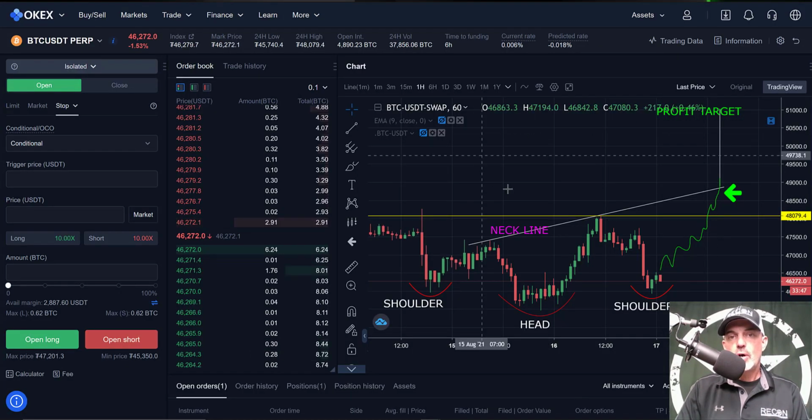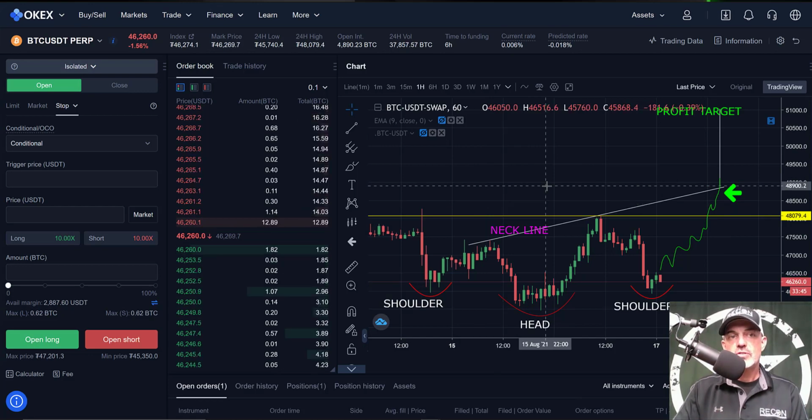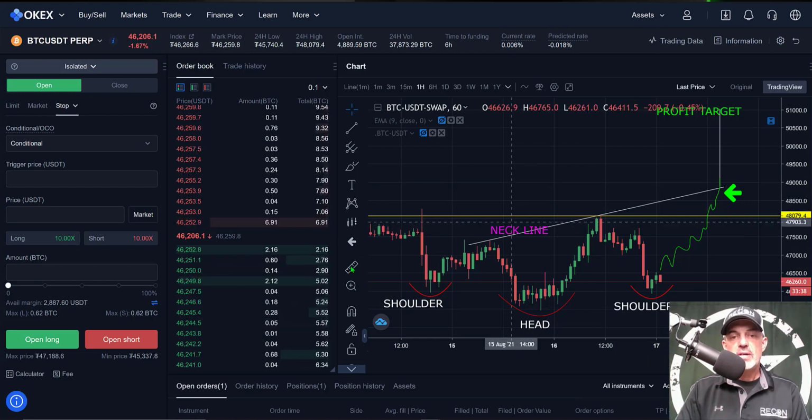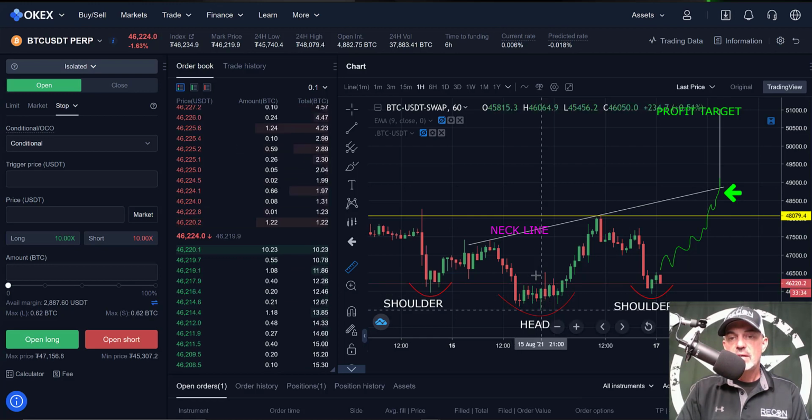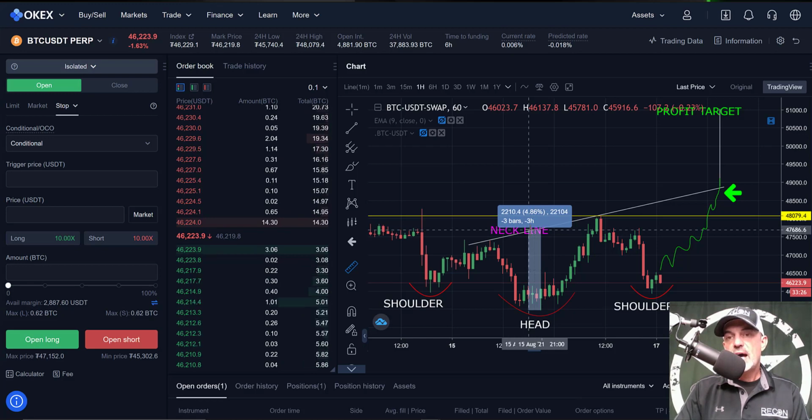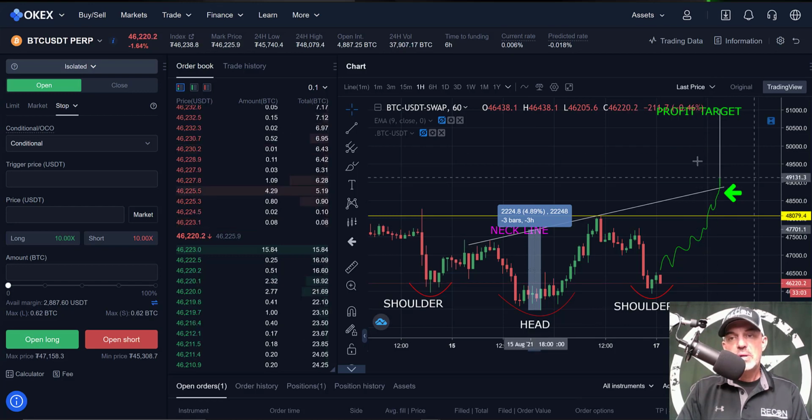So jumping back over to OKX, I will probably make this trade on OKX, and I will probably use 10x leverage. And if we measure out the move that we're looking at from the top of the head to the neckline, we're looking at almost a 5% profit. Combined with 10x leverage, that would give you a 50% profit on this particular move.